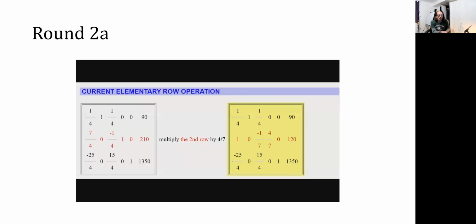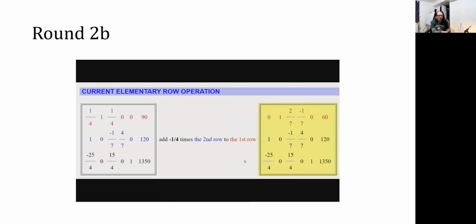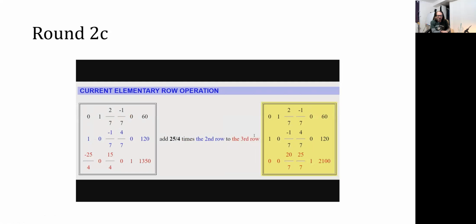So here we go. Multiplying by 4/7 to all of row 2 so that we have the 1 at the pivot entry. Going to multiply all of this now by -1/4 and add it to row 1 so that I could have a 0 there. And multiply row 2 by a positive 25 quarters and add it to row 3. Now that we have no more negatives in the objective row, we know that we're done. We are at the optimal solution.